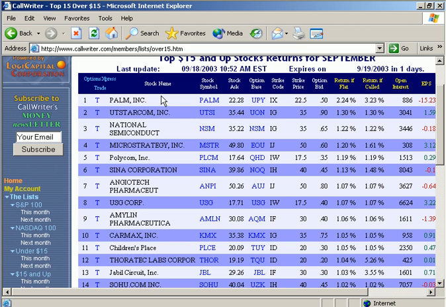Okay, let's get started here. We definitely want to write down two things from this page. We're going to write down the stock symbol, which is PALM, and then the stock price, which is $22.28. That's all we need from Carl Ryder right there. So let's go to test number one, which is the chart test.